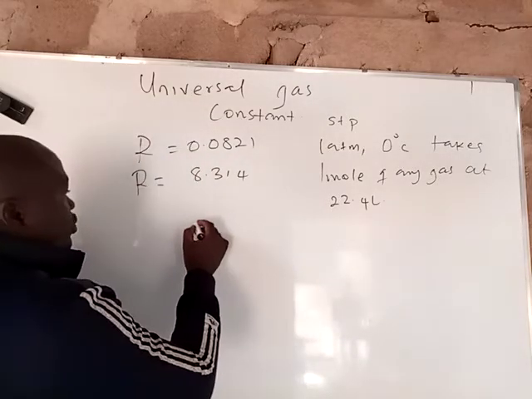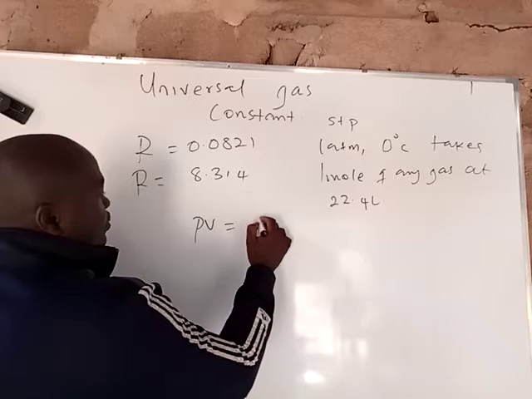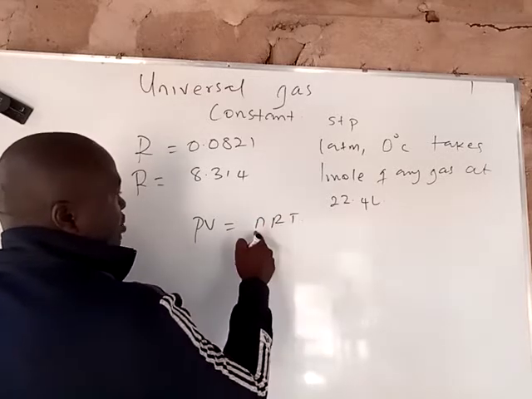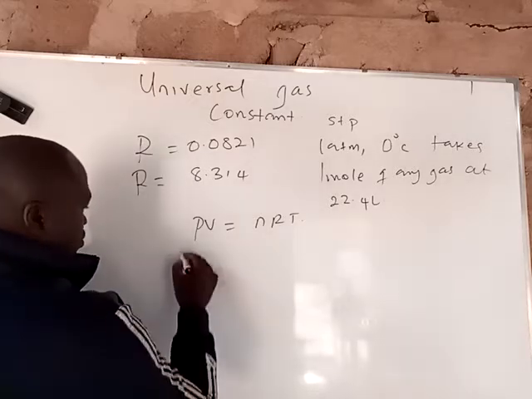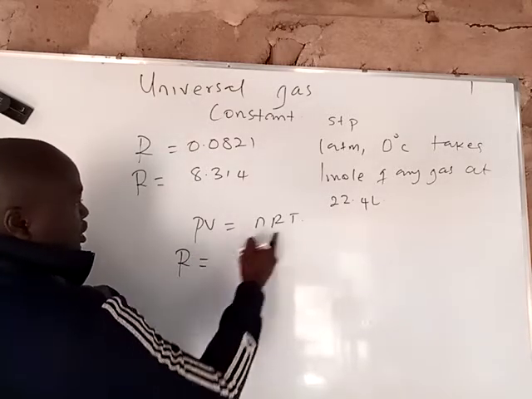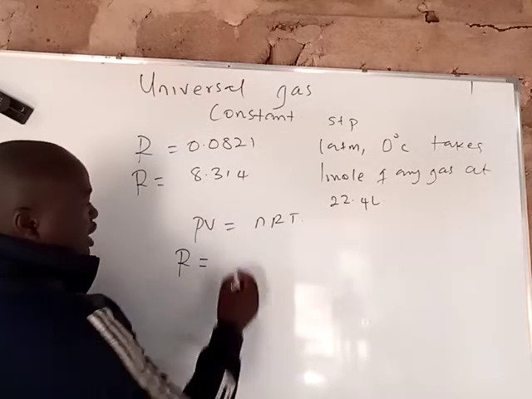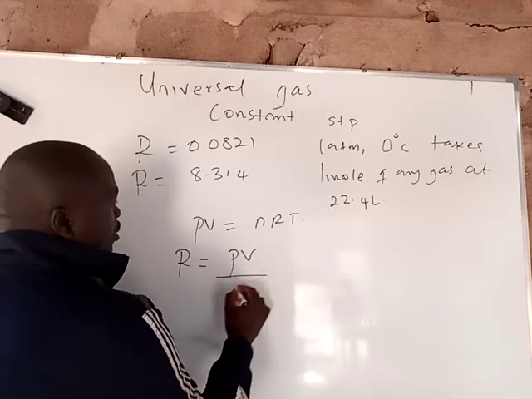So let's move. From ideal gas, you already know that PV is equal to nRT. Remember, what we're talking about is universal gas constant. So I should be solving for R. Making R subject of the formula, you have PV all over nT.